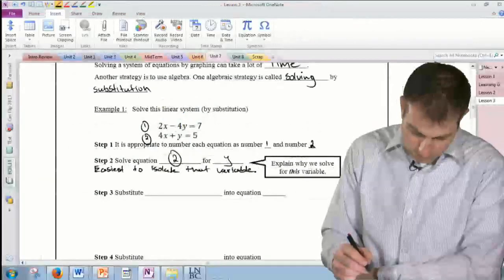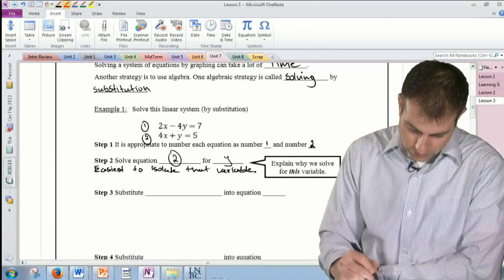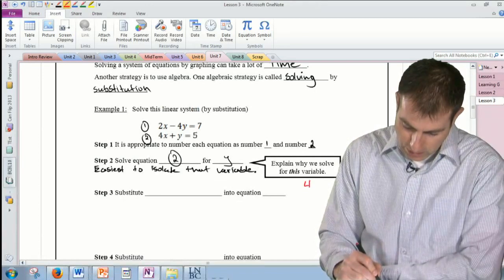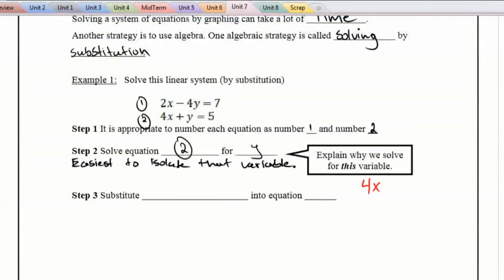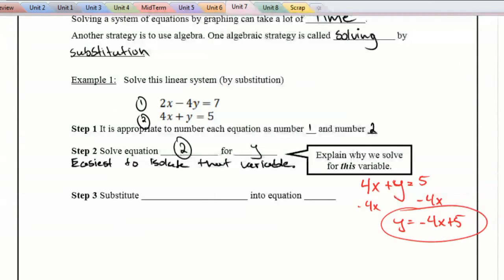All right, so I'm just going to do a bit of a little calculation over here on the side. I'm sure you guys can see where this is coming from, but I'll just show my steps. So I have 4x plus y is equal to 5. I'm going to subtract 4x from both sides. And I'm going to get y is negative 4x plus 5. I just switched the order of those things.